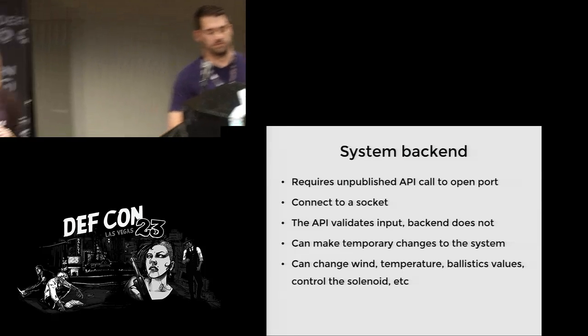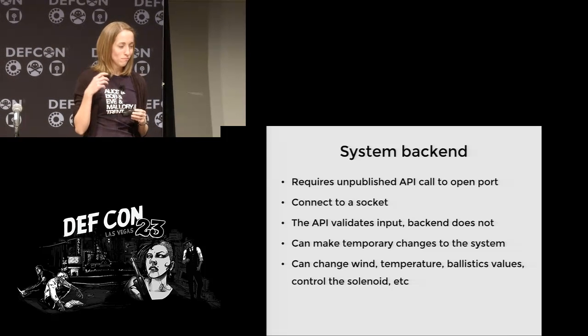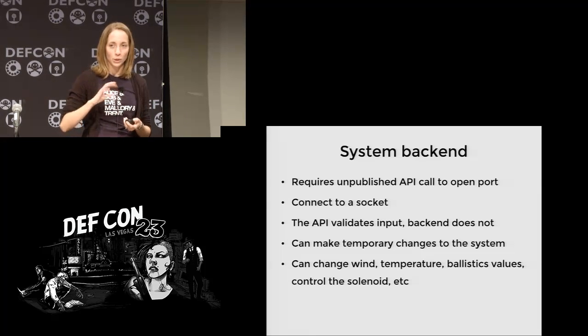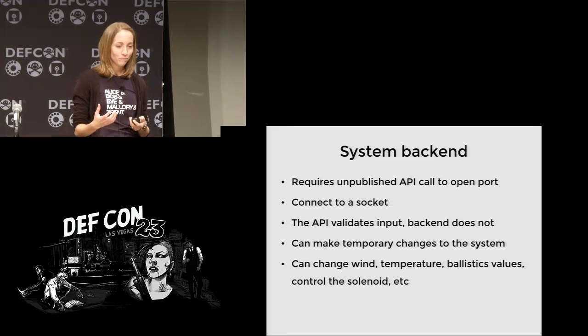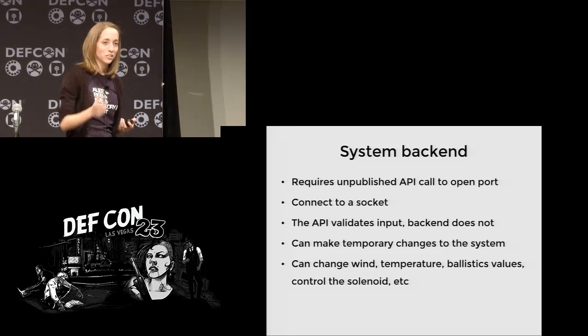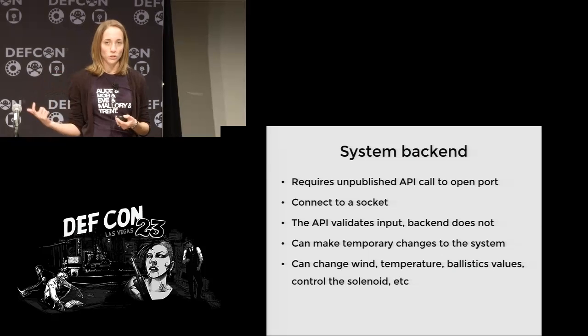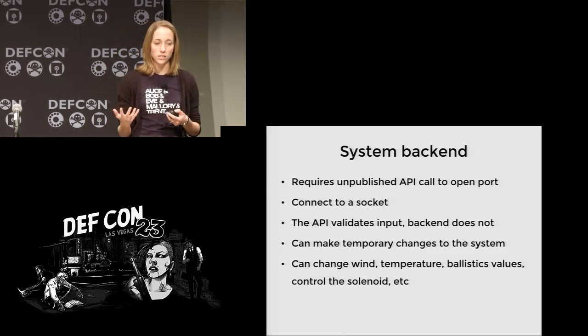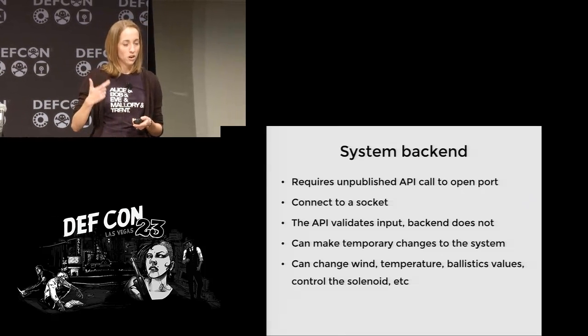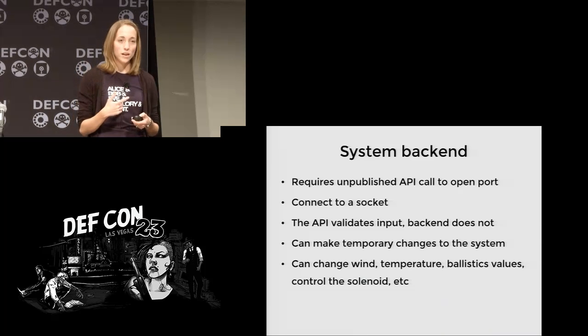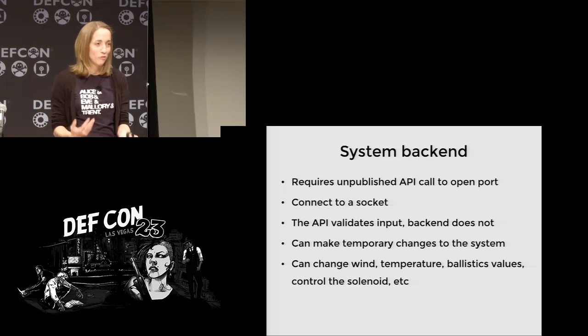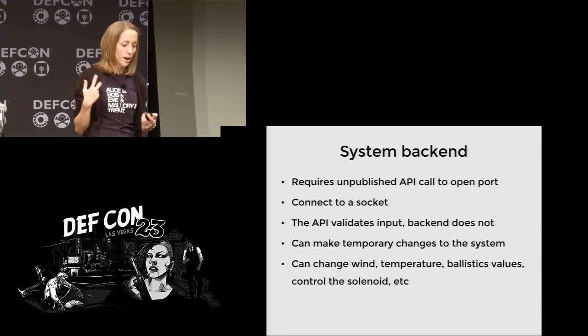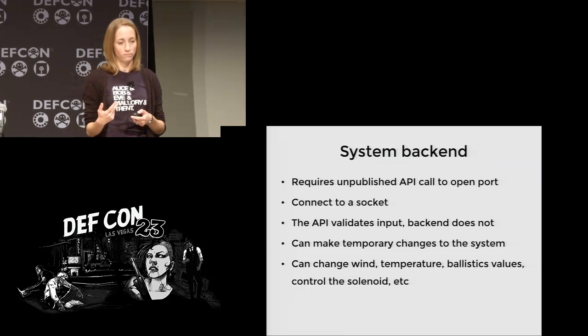So one of the admin API calls that we also found allows you to communicate directly with the system backend, the part of the Linux system that actually does the ballistics calculations for the rifle. Connecting to it requires that admin call, which just opens a port in the firewall. You can then just connect to a standard socket and talk to it there. While the mobile apps will validate the input, like I said, if you're trying to select the type of ammo, you will only have two options. The system backend will happily accept any value you set.